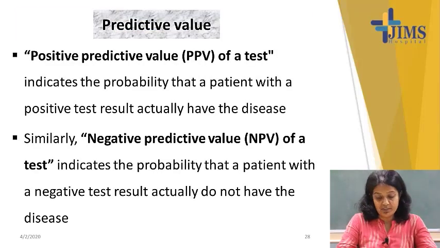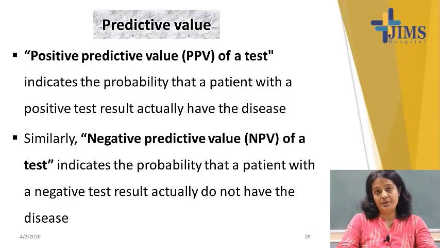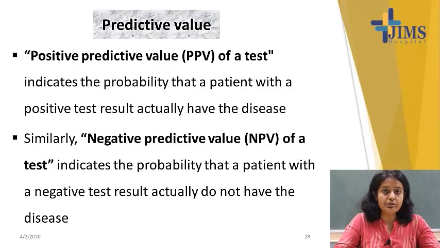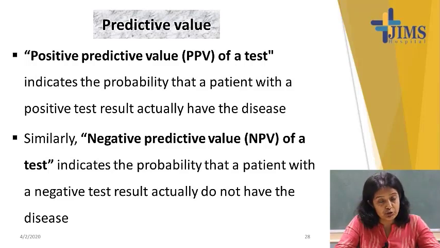There are two predictive accuracy values. One is the positive predictive value of a test, another is the negative predictive value of a test. Positive predictive value, PPV, is the probability that a person with a positive test result actually has the disease. This is the ability of a test to find out the actual positive patients, the persons who actually have the disease, out of all test positive cases.